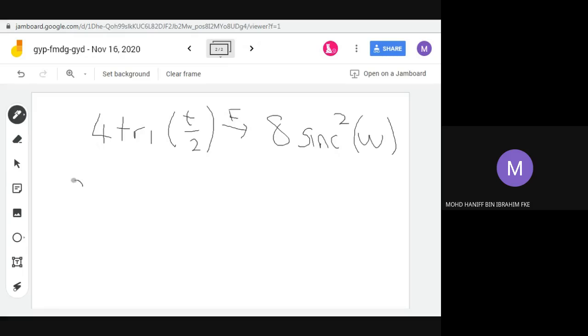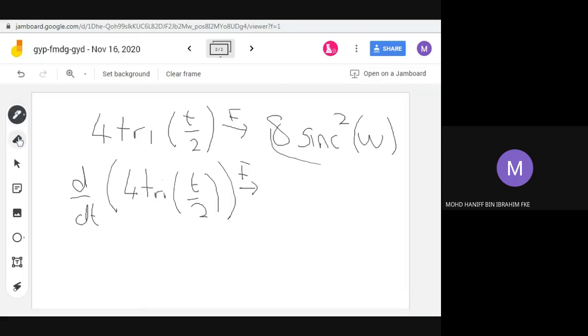So if we differentiate the time domain signal, which is 4 triangular t over 2, its Fourier transform, as we have learned before, should simply be these terms that we have here, multiplied with j omega. So the answer will be j omega multiplied with 8 sin squared omega. Okay, so you get the point there.